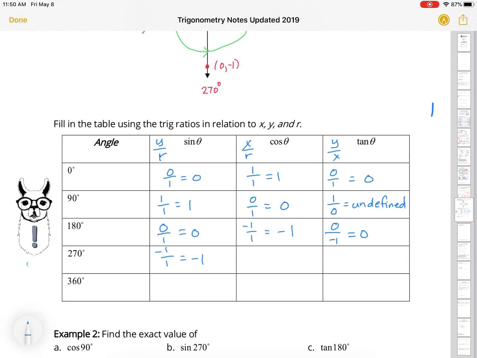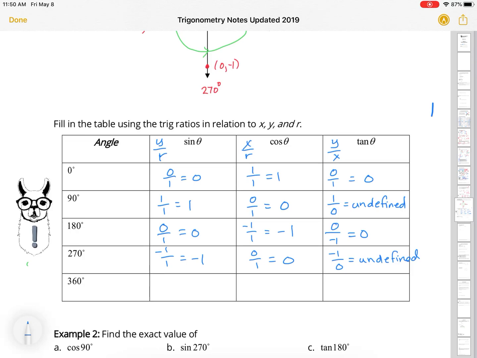For 270, I get negative 1 over 1, because now my y is negative, so it's negative 1. For cos, I get 0 over 1, because my x is 0, which is 0. And for tan, I get negative 1 over 0, which is undefined.